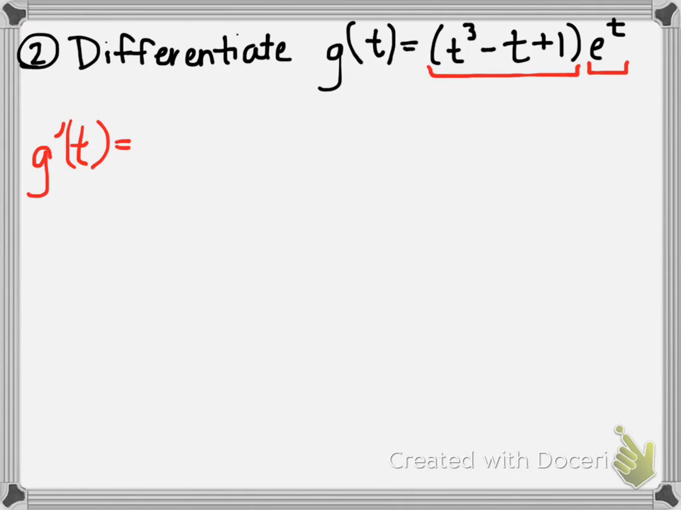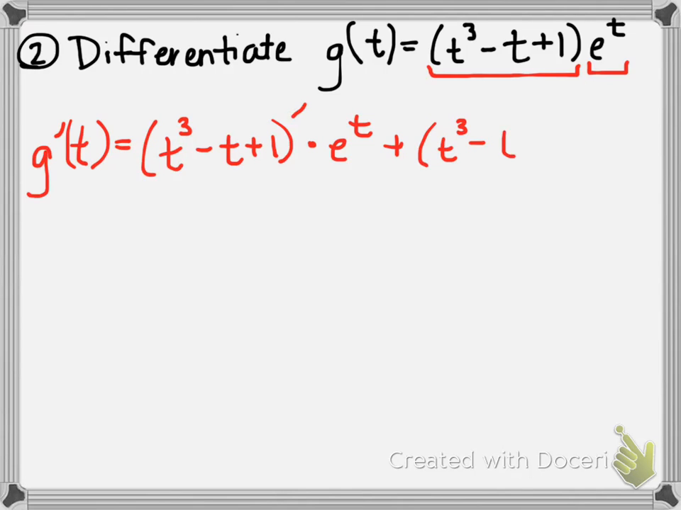And so the first thing that we need to do is take the derivative of t cubed minus t plus 1, times e to the t, plus, then we're going to leave t cubed minus t plus 1 alone, and then multiply by the derivative of e to the t. This is my intermediate step.